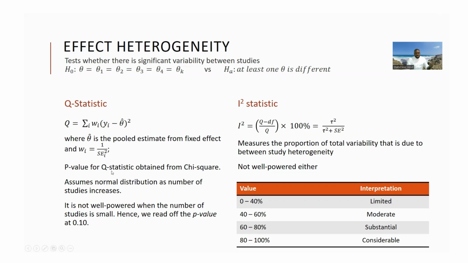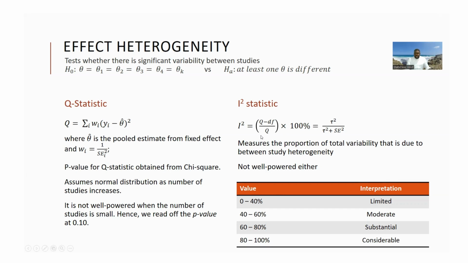And with the Q statistic, we can obtain a chi-square test and a p-value, and that p-value we will often read off at 0.10. That's the threshold that we're using because the Q statistic is not very well powered, right? When the number of studies is small. So in general, we use 0.10 to read off the p-value for the Q statistic, and not 0.05, which is what we would usually use across many other settings.